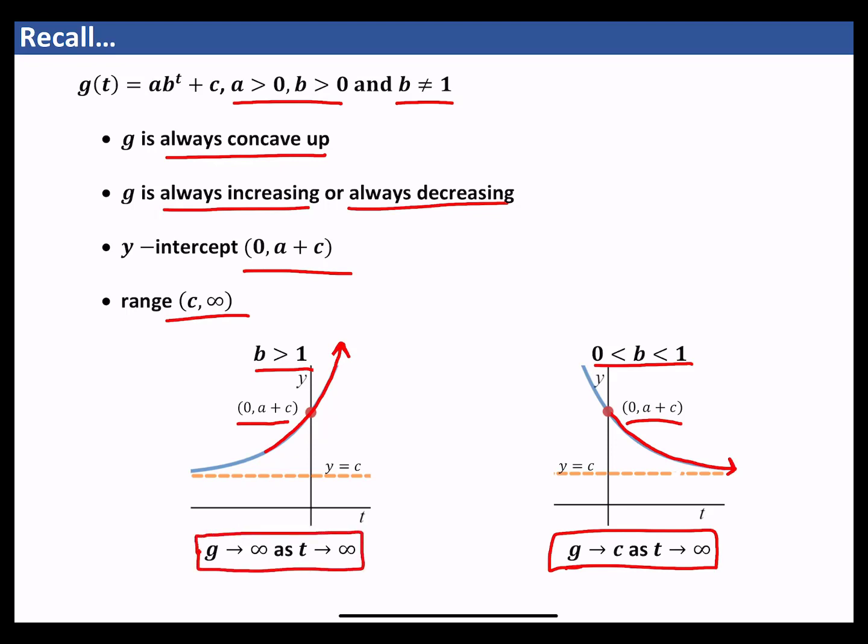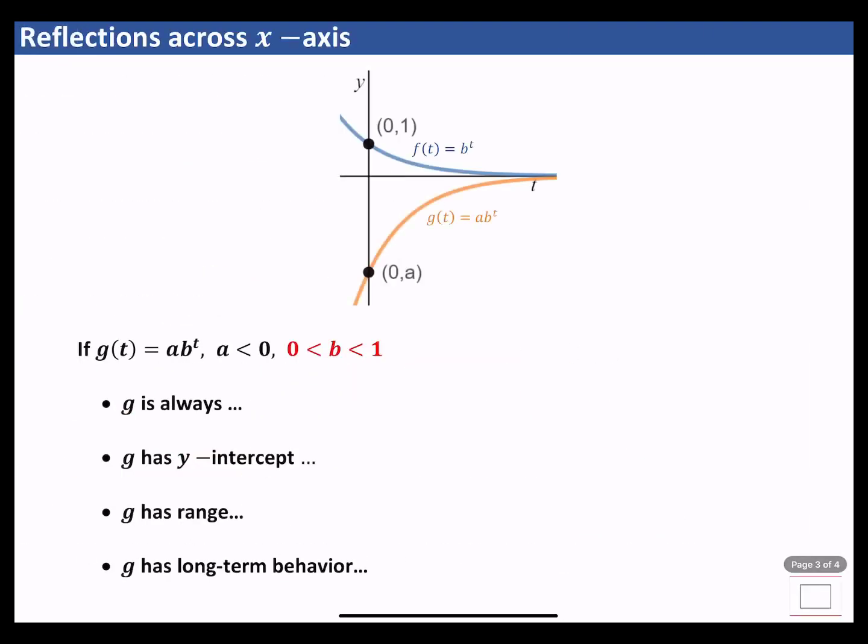In this final video on transformations of exponential functions, we will see how reflections across the x-axis affect the graph of f of t equals ab to the power of t. Consider g of t equals ab to the power of t, where a is negative and the growth factor b is between 0 and 1.